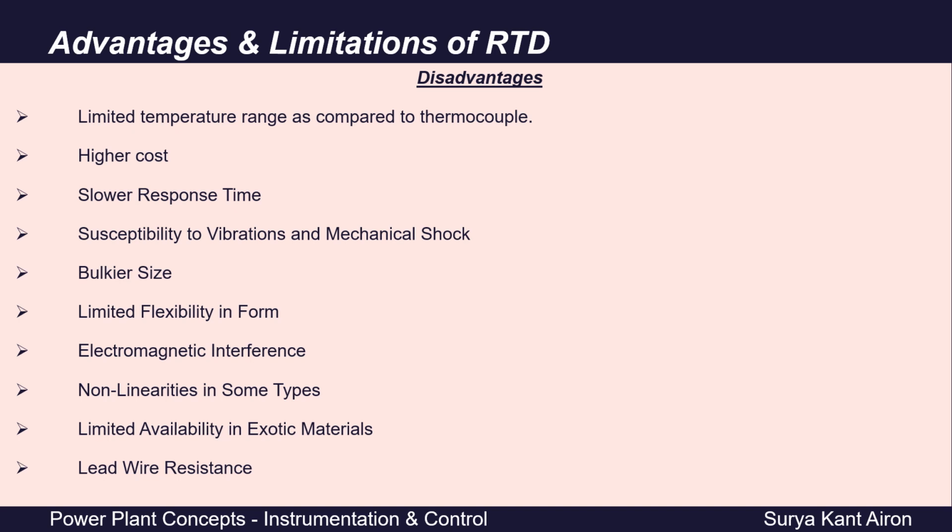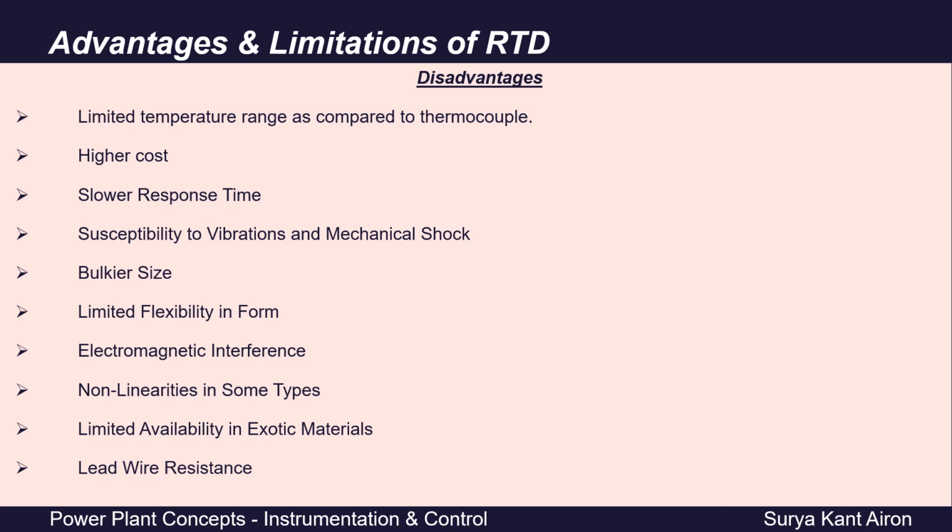Then next is RTDs generally have a slower response time compared to thermocouples and thermistors. This characteristic may be a limitation in applications that require rapid temperature change to be detected. Next is RTDs, especially wire wound or thin film RTDs, can be sensitive to vibration or mechanical shock. Mechanical stress can affect the accuracy of the resistance measurement and lead to inaccuracy in temperature readings. And we know RTDs can be bulkier than some other temperature sensors, which may limit their use in applications where space is a critical consideration.